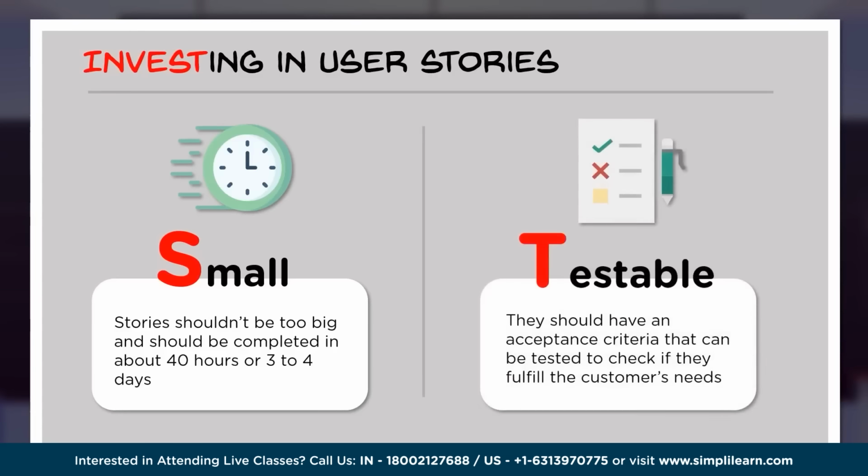Now testable. When we say a user story is testable, one has to ensure that development is complete and has been done correctly. Once you create a user story, it needs to be articulated in such a way that it becomes measurable. When I say testable, there should be target metrics which can be created, which will help me state, yes, this particular requirement is accomplished. So they should have acceptance criteria that can be tested to check if they fulfill the customer's need.